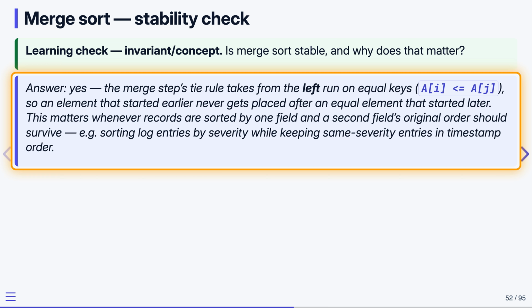And here is why it matters. Whenever records are sorted by one field, and a second field's original order should survive. For example, sorting log entries by severity while keeping same severity entries in timestamp order.